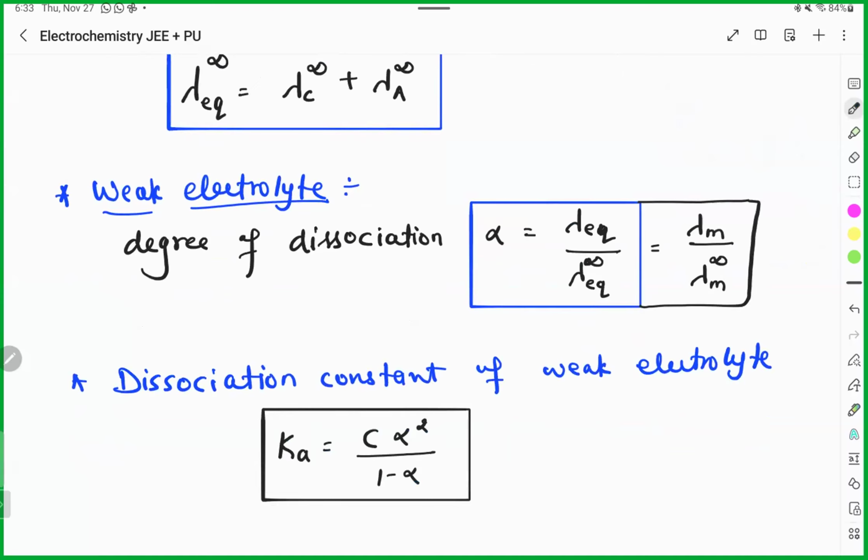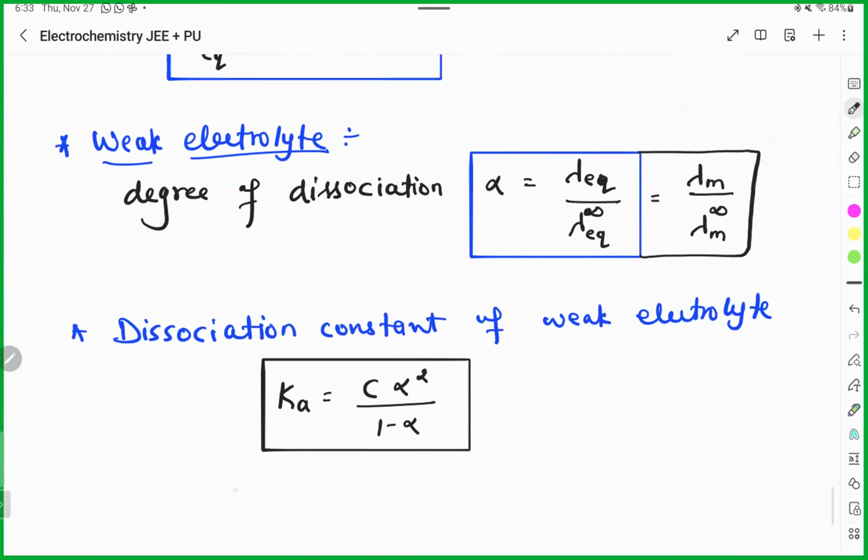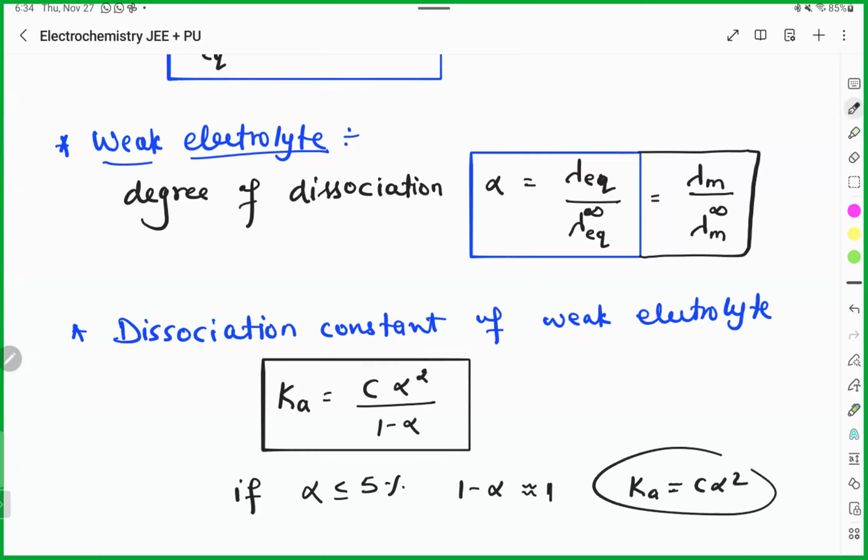This is applied in every situation. But Chinmay, if the degree of dissociation is very less, less than 5%, can you say the alpha value is very less? So 1 minus alpha, we can approximately take as 1. Yes, sir. So can we say in that situation, Ka will be approximately equal to C alpha square? Yeah, C alpha square, right? Though you can calculate solubility product also, but it will be too hectic for you.